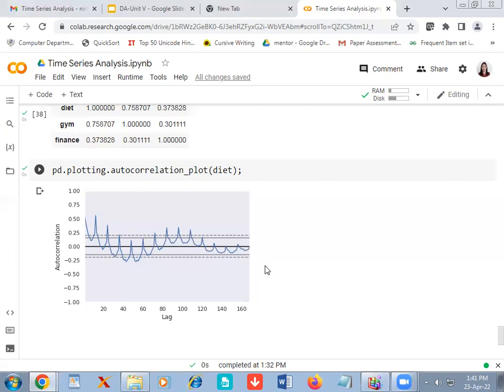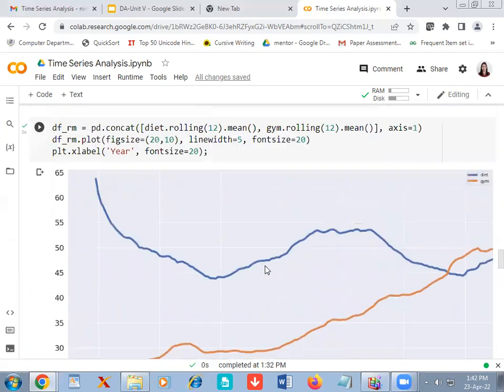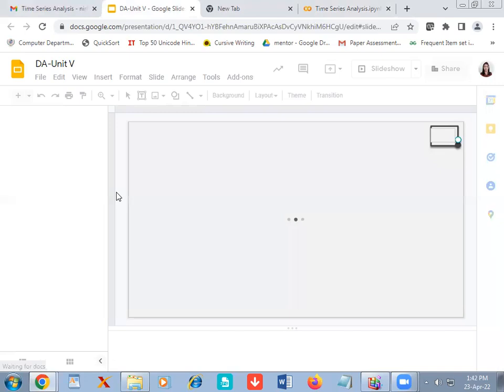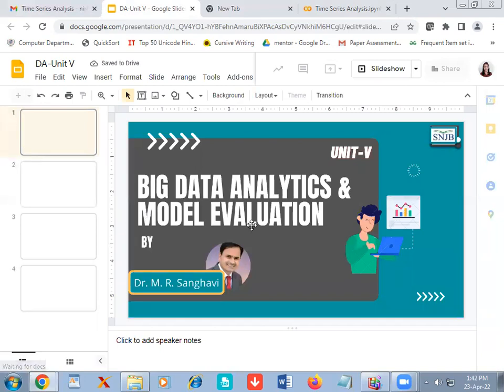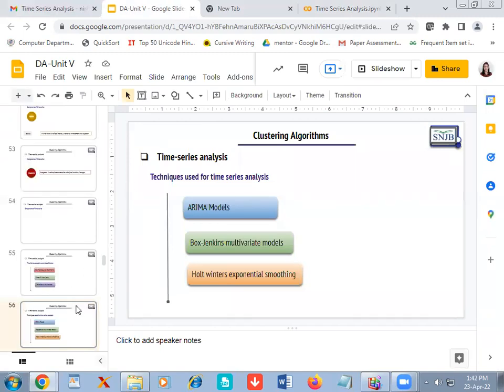So you have covered ground-level time series analysis. Here you can check the trend of diet and gym by looking at the data set. You can also elaborate this using finance data. This is all about time series analysis, and we have different models, like the ARIMA model, to make time series forecasts. When I want to do forecasting of something, the model for that is the ARIMA model.